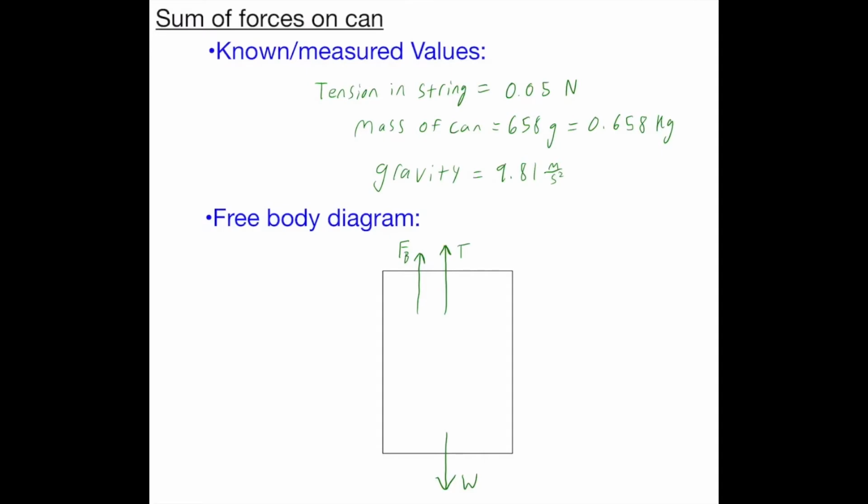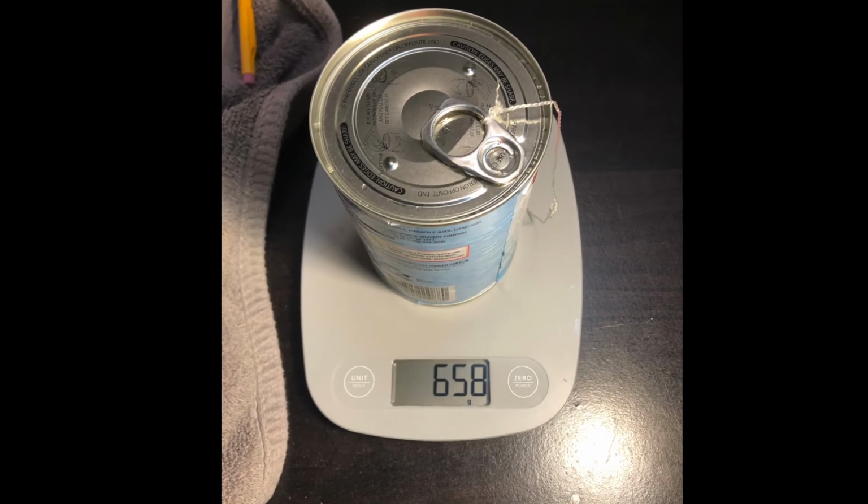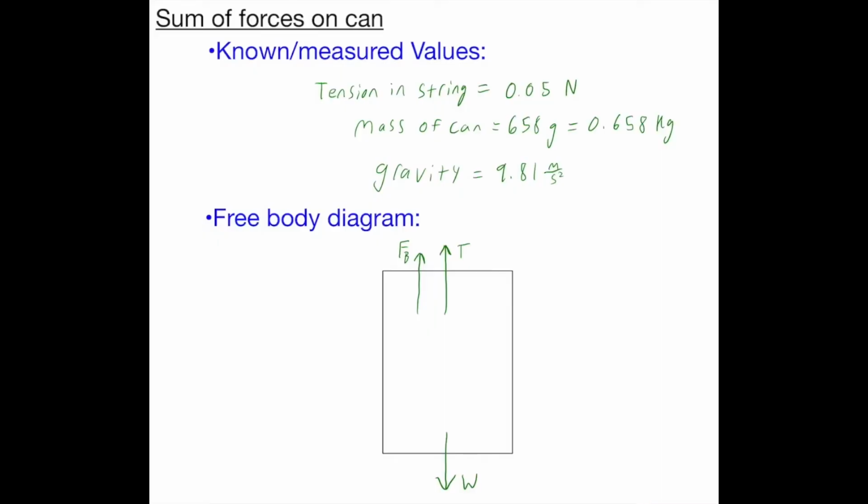Now for the sum of the forces on the can, known and measured values are the tension in the string, which is equal to 0.05 newtons. The mass of the can is equal to 650 grams or 0.658 kilograms. And we know that gravity is equal to 9.81 meters per second squared.